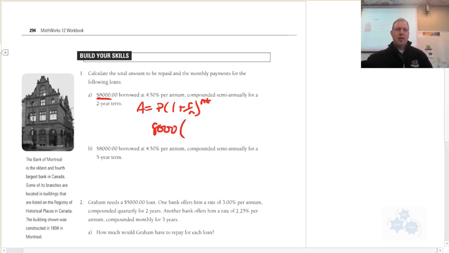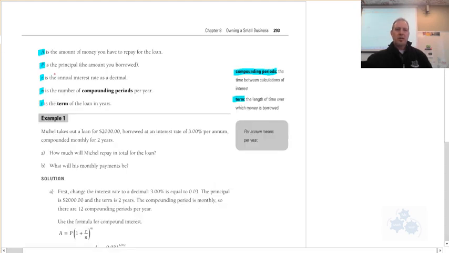4.5% per annum. Now if you look back to here, the annual interest rate has to be a decimal. Did you put it as a decimal? Okay, percent is a decimal. All right, this N is compounding periods per year, and T would be the number of years.